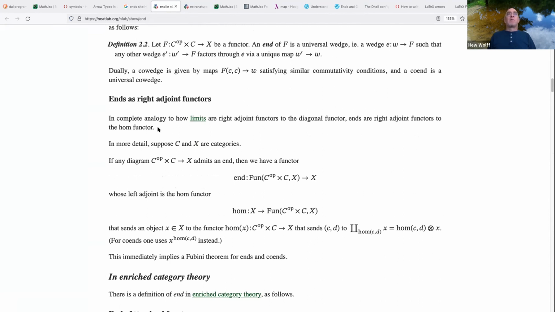Yeah, so I mentioned this last time, as I would like to understand this statement too. Limits are right adjoint to a diagonal functor. Anyway, that's probably just going to be a distraction now, but that diagonal thing seems to keep showing up as a concept. What is the diagonal functor in their terminology?